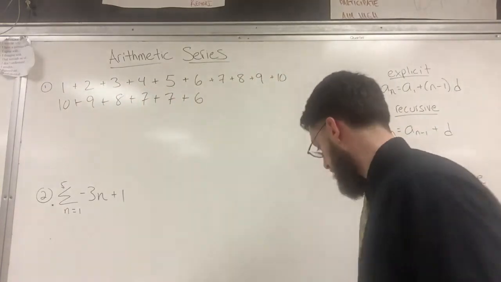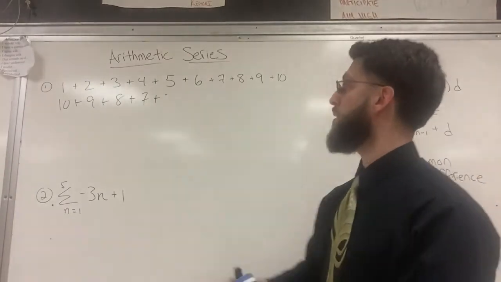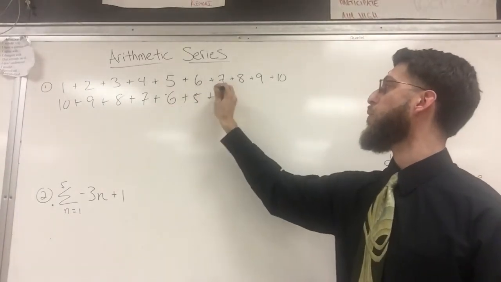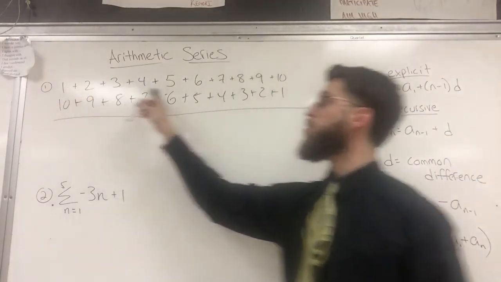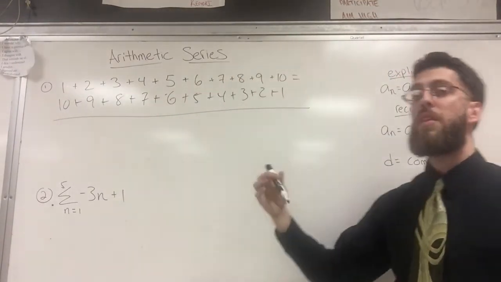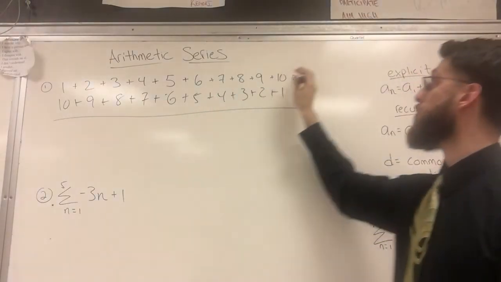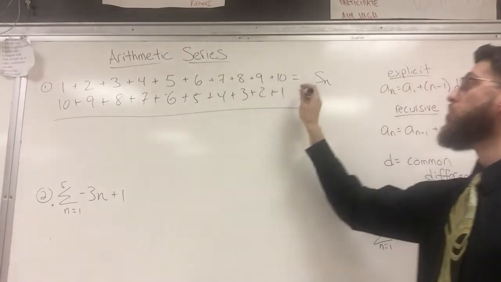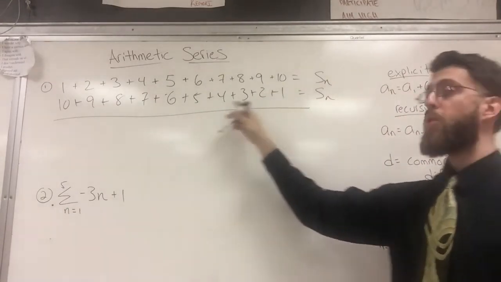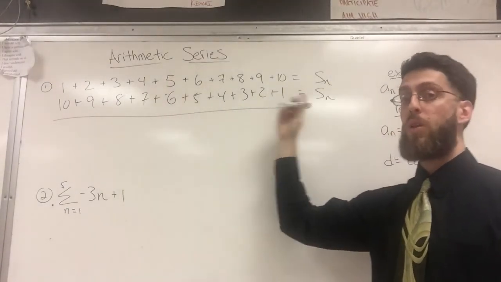I messed that up, didn't I? 6, 5, 4, 3, 2, 1. So this row represents the sum of the terms, of all the terms, all n terms. This row also represents the sum of the terms. Just because I wrote it backwards, you're still going to get the same sum, whatever that is.